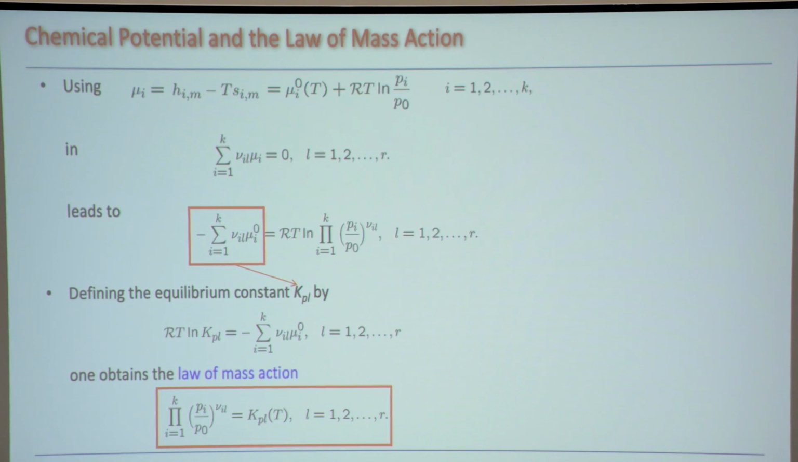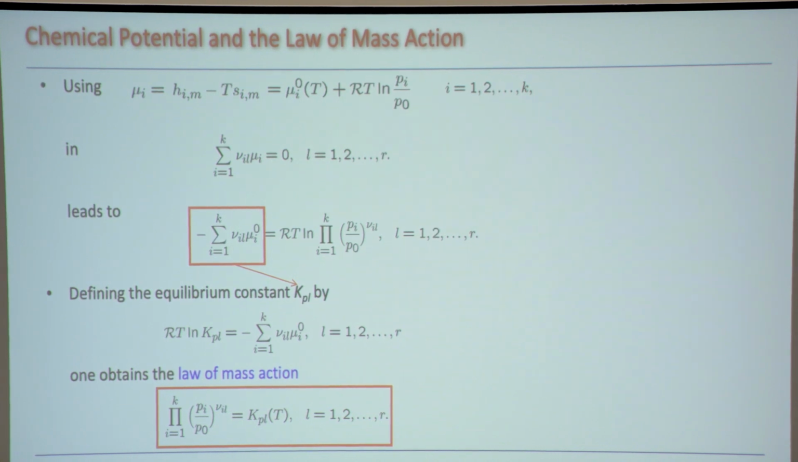And then on the left-hand side, I replace this by a quantity that I call the equilibrium constant. You see, I define that term as RT times ln K. And then you see the RT goes away, and the ln also goes away. And then this equilibrium constant is just equal to this product of all the partial pressures.